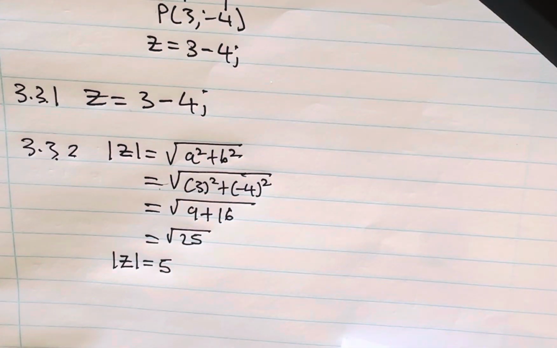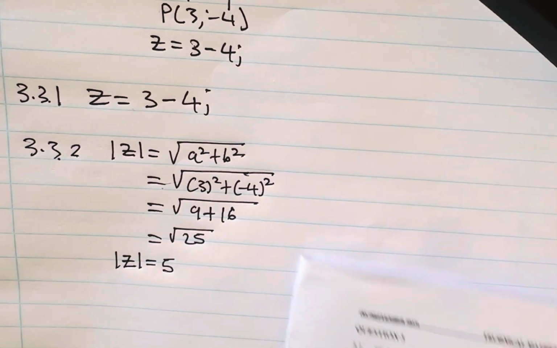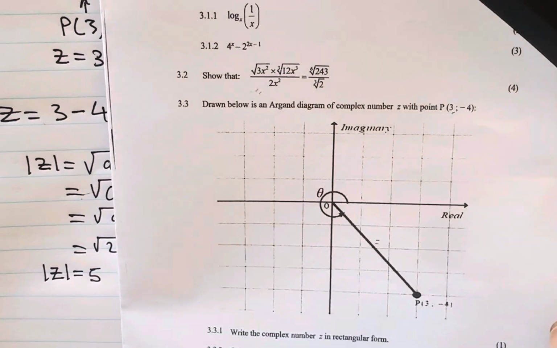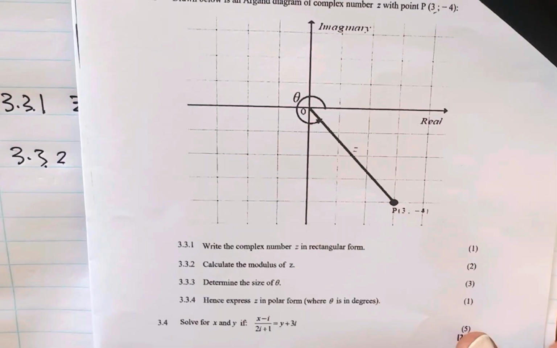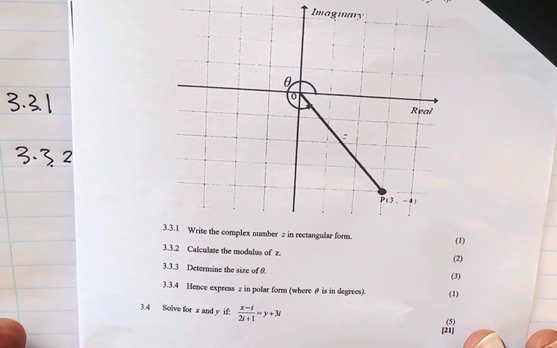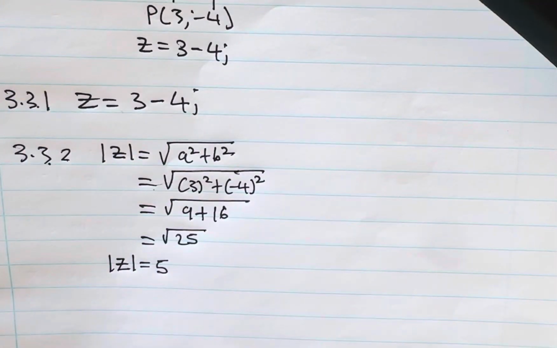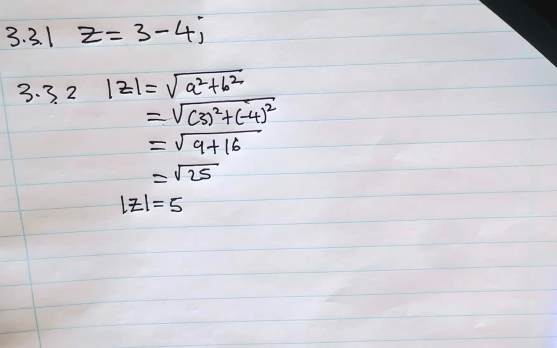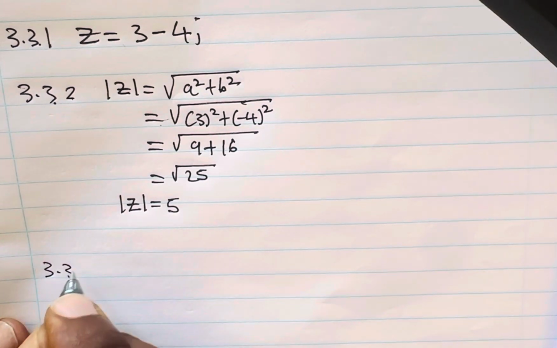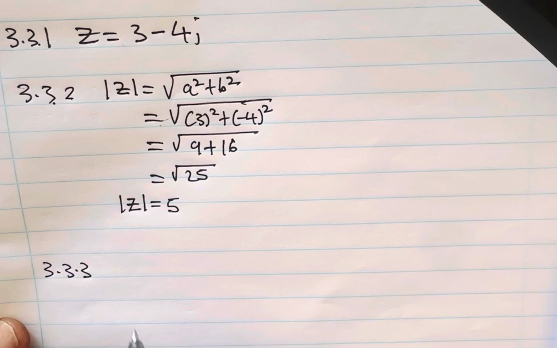So we can just view the question again on this side now. Z modulus. So what are we looking for now? We are looking for the argument, which is to determine the size of theta. Theta simply means the argument. Nice. So let's go to 3.3.3.